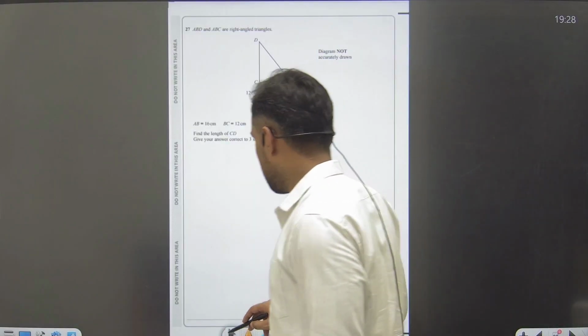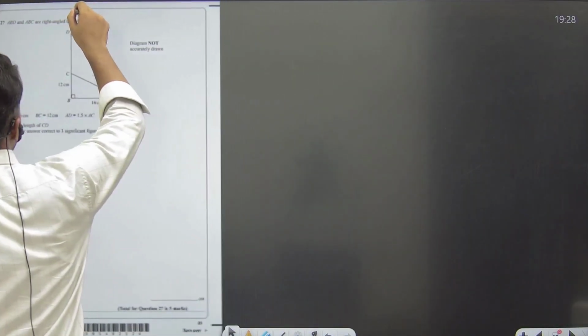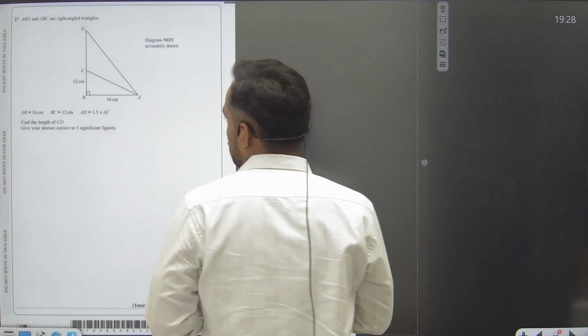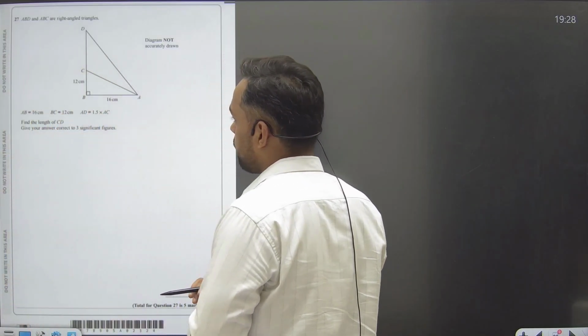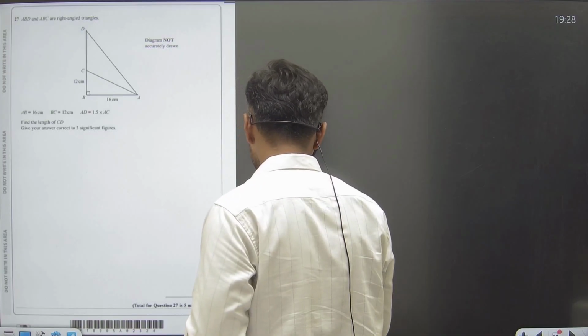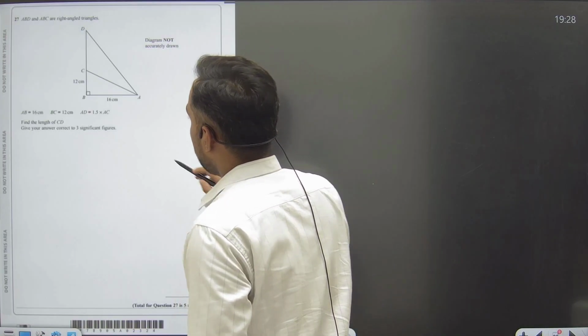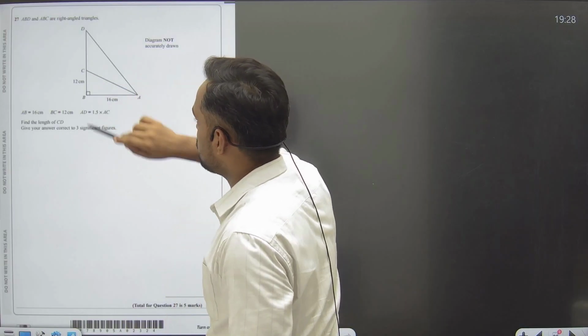ABD and ABC are right angle triangles. AB is equal to 16, BC is equal to 12, AD is 1.5 times AC. Find the length of CD. See, AB is 16 and BC is 12.